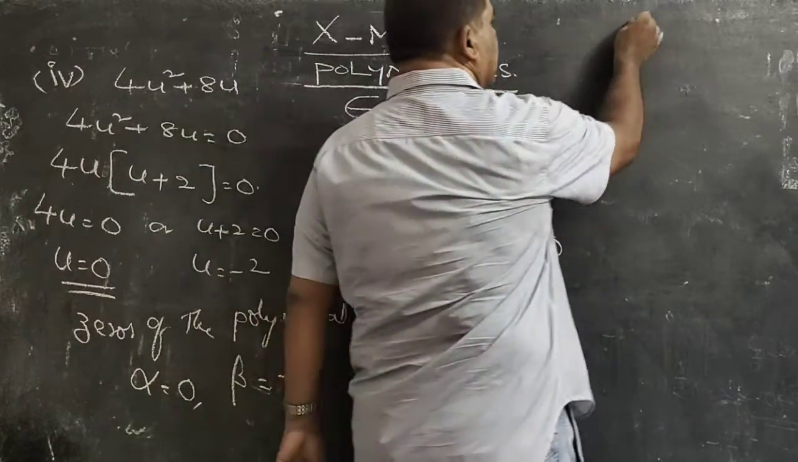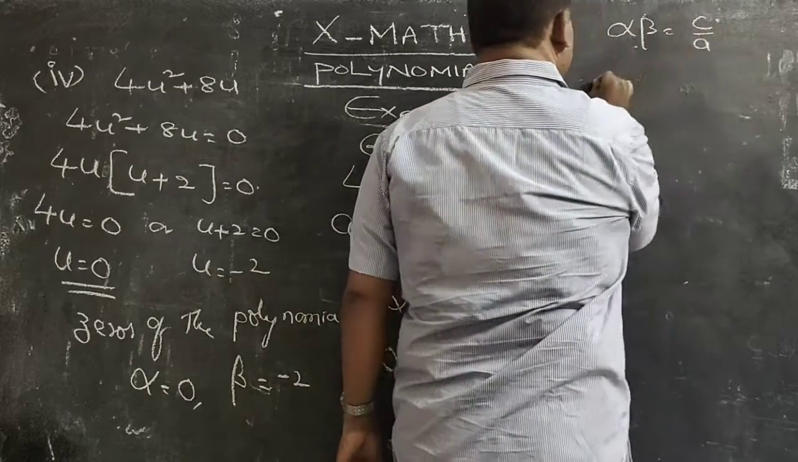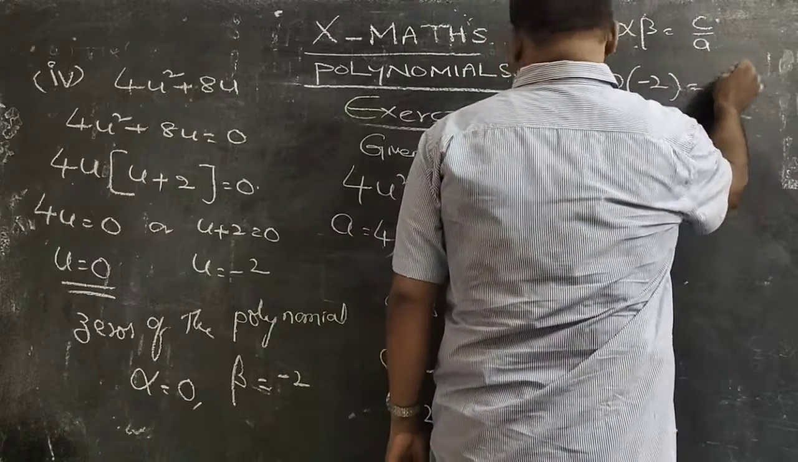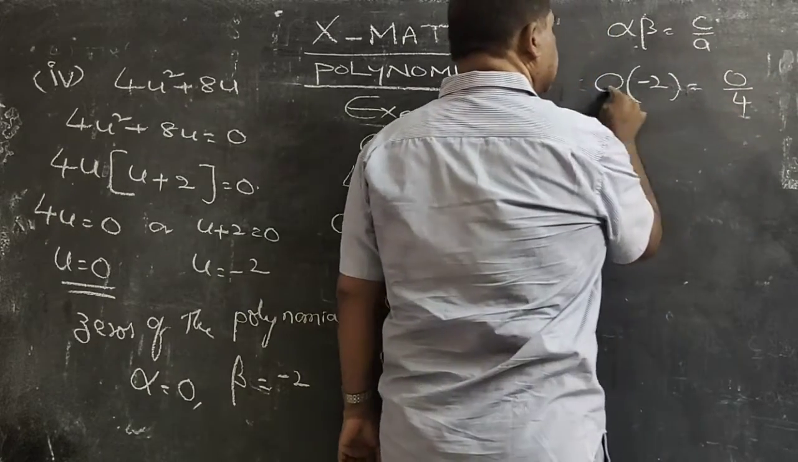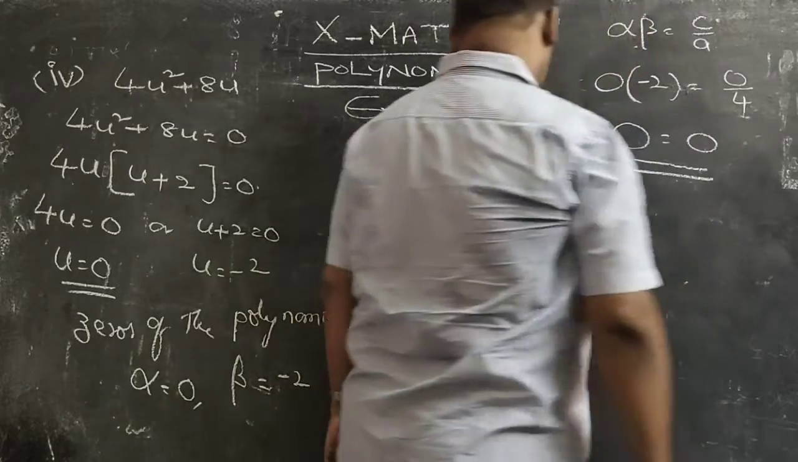Next, alpha beta is equal to c by a. Alpha is 0, beta is minus 2. C by a is 0 by 4. 0 into anything is 0, which is equal to 0 by 4, that is 0.